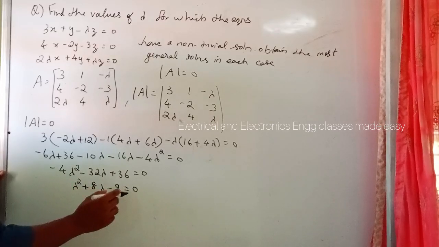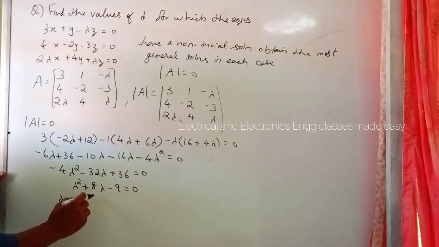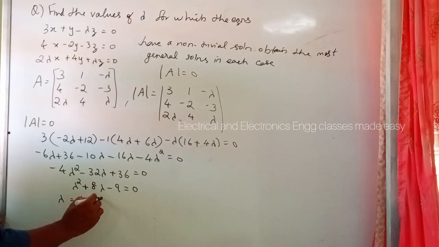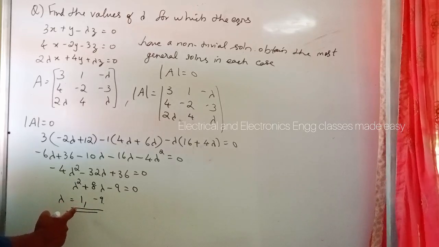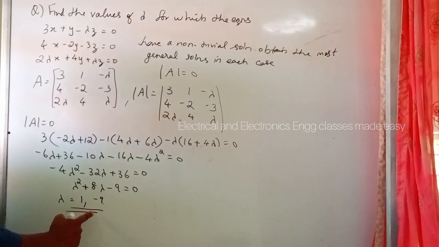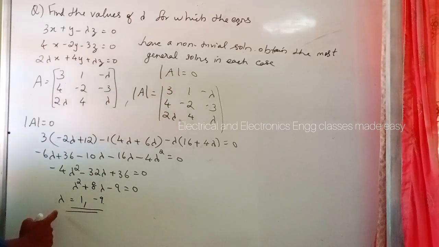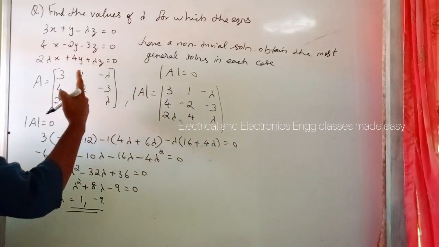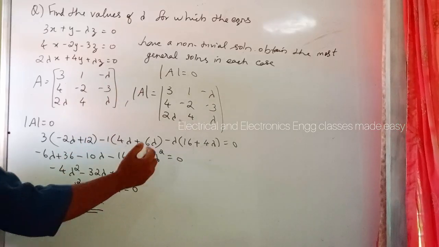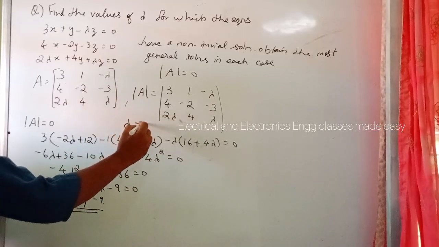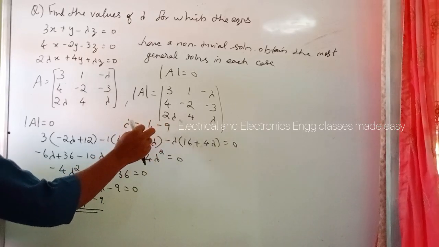So by using the calculator we can find the solution. So we will get lambda is equal to 1 and minus 9. So this is the value for lambda. So lambda is equal to 1 and minus 9. Now we have to find the solutions of these equations in each case. So here we get lambda equal to 1 and minus 9.